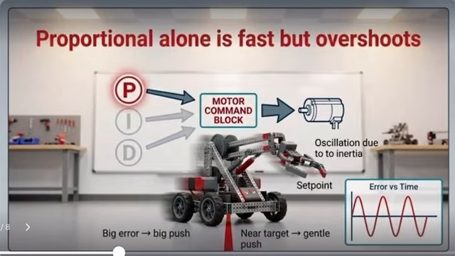So let's go in depth to what P is. P, proportional alone, is fast but overshoots. So basically what this means is for P, you're gonna have a motor command block, and big error means a big push. But if you're near the target, you want to have a gentle push. So what this means is basically you have a number on your P when you're going to start doing this. It's going to be 0. And if you have a big error, that means you have to put a big push on your P.